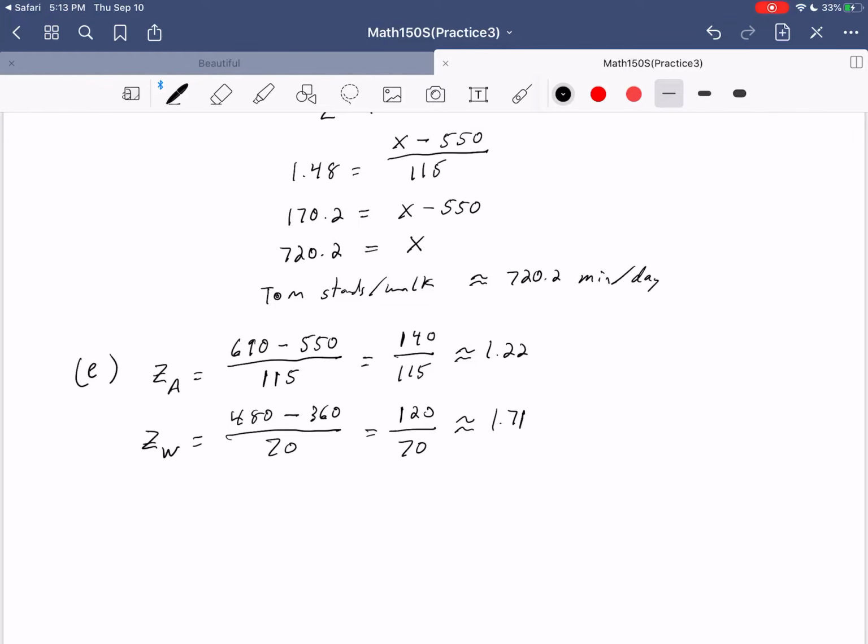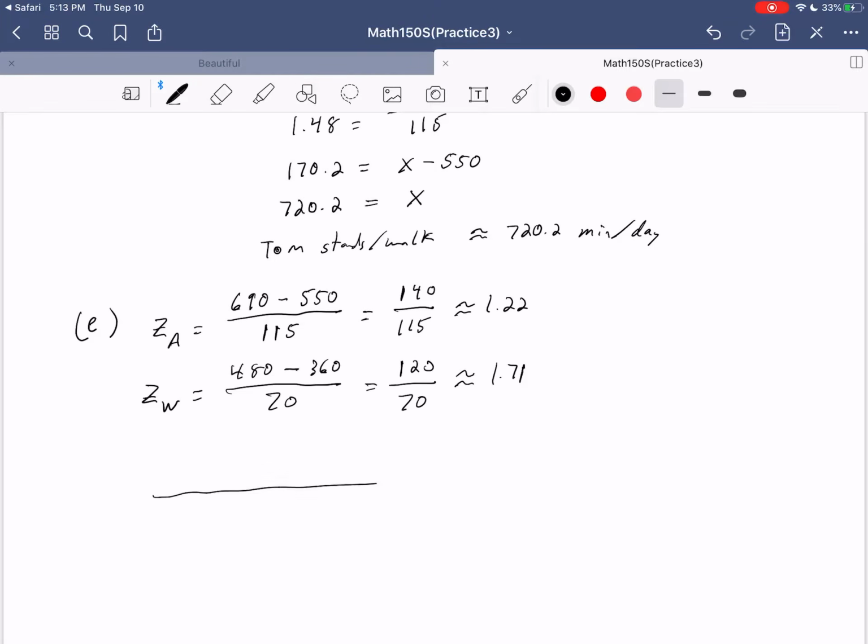If you want to visualize these numbers a little bit further, you can certainly draw yourself a number line. There's 0, which would mean that you're average. Maybe there's 1, there's minus 1. Aaron is 1.22, so he should be right about there. And Walter is 1.71, so he might be right about there.